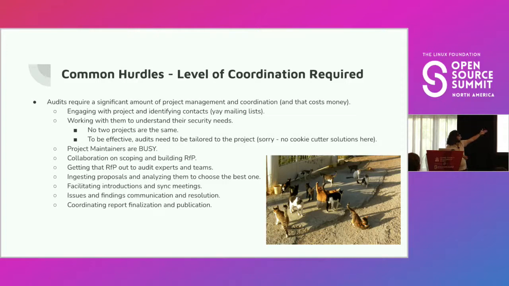And then there's the step of collaboration on scoping and building an RFP, so capturing those needs in a way that can be communicated to security experts, to be able to build their own proposals for how they're going to secure that project. We call it an RFP, a very common request for proposal. And then getting that RFP out to audit teams and experts. Again, a lot of coordination, a lot of back and forth emailing, a lot of friendly nudges, like, hey, did you get that email I sent you 2 weeks ago? Can you take a look? And then ingesting those proposals. In order to be effective, you don't want to just go to one generalist or one or two teams. You want to get a breadth of proposals. So ingesting those proposals, analyzing them to determine what's the best one, what's going to result in the best outcomes for the project.